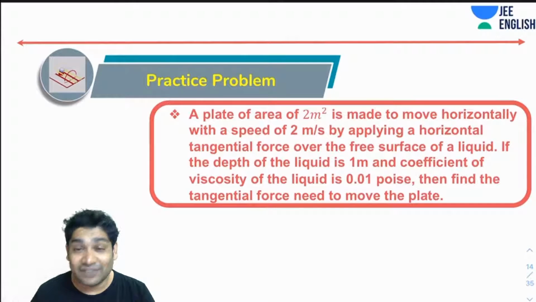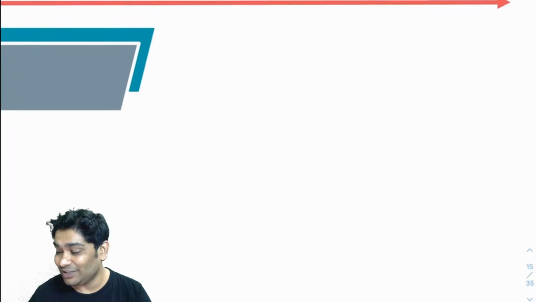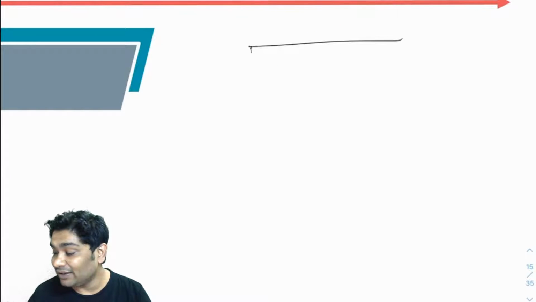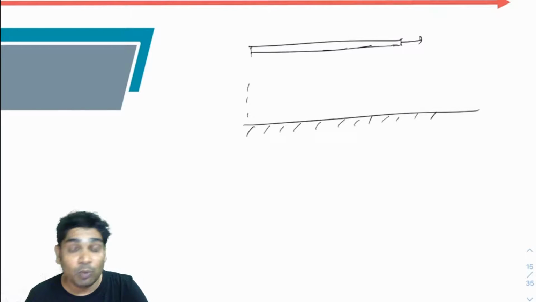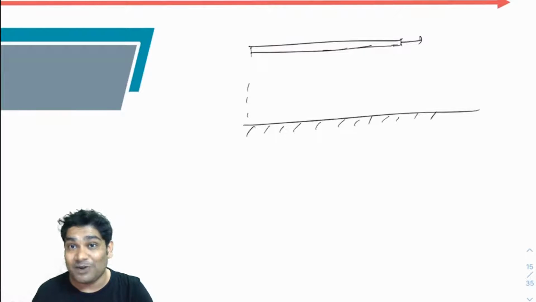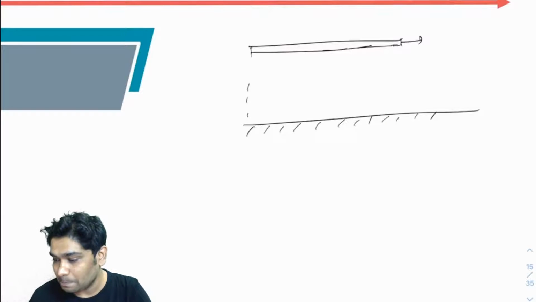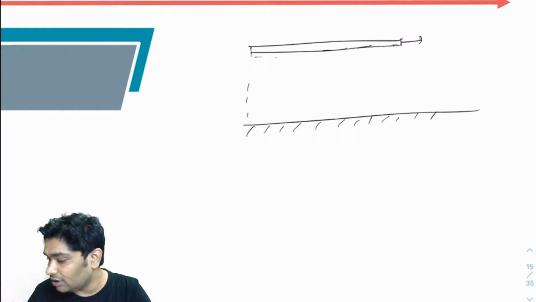Okay. So this is very simple. Let's go over this problem. You have a plate here and you have some liquid. This is the ground. The fact that you use here is that the liquid layer which is in contact with the plate would move with the speed of the plate, and the liquid layer which is in contact with the bottom surface would move with the speed of the bottom surface. Please always remember this. So let's assume that there was a liquid here.